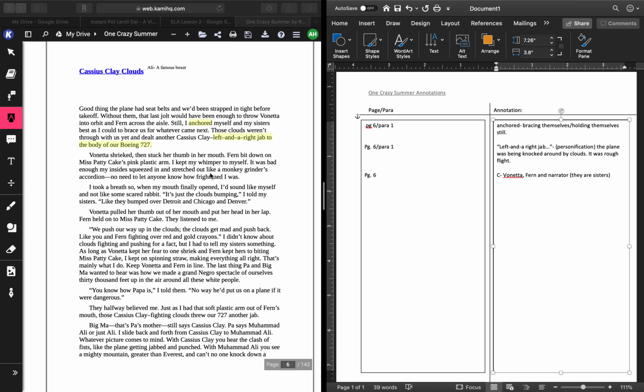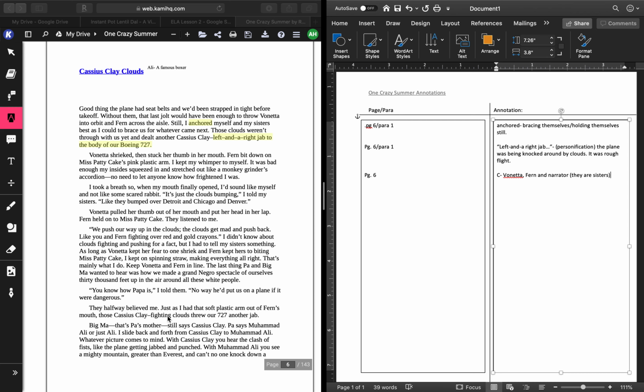Okay, so let's keep reading. We're going to start at paragraph 2. Vonetta shrieked, then stuck her thumb in her mouth. Fern bit down on Miss Pattycake's pink plastic arm. I kept my whimper to myself. It was bad enough, my insides squeezed in and stretched out like a monkey grinder's accordion. No need to let anyone know how frightened I was.